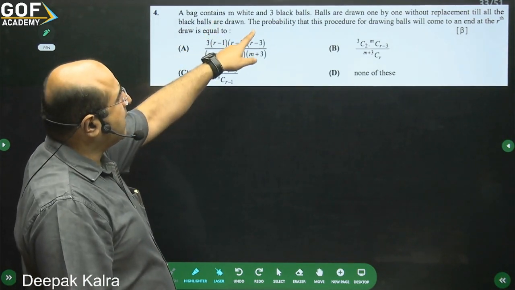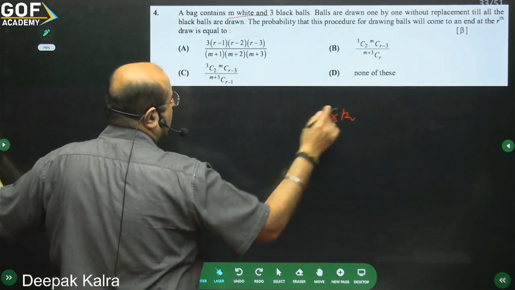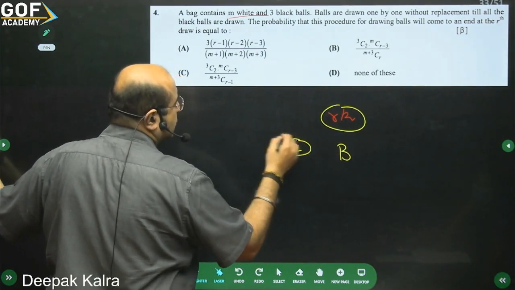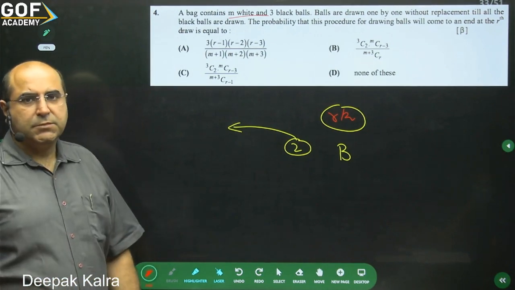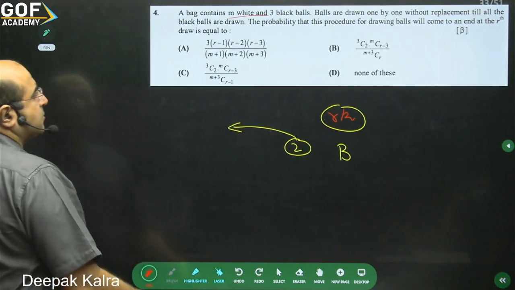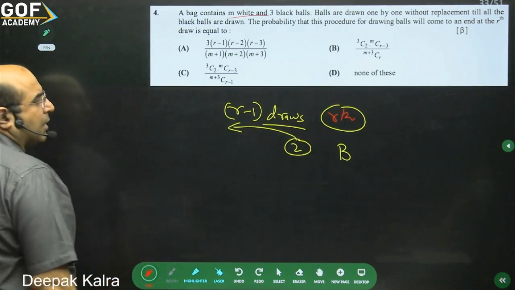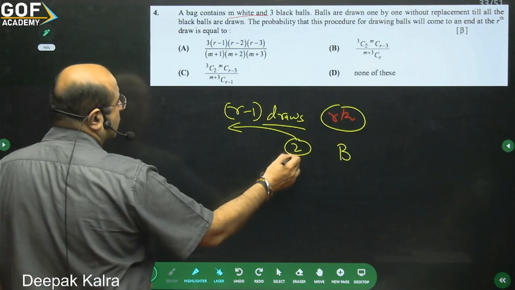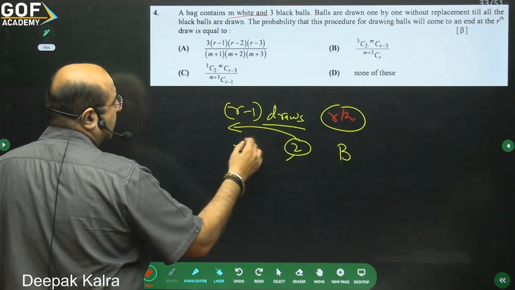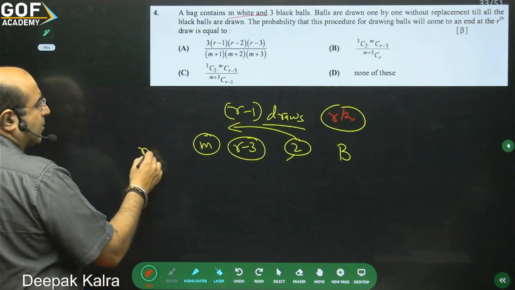M white, 3 black. So we need to draw without replacement till a standard question. The Rth draw, you get a black ball, and the remaining 2 black balls you should get before it. 2 black balls, and the remaining white balls should also be drawn. So I have to do R minus 1 draws before it. Out of those R minus 1 draws, I should get 2 black balls and the remaining R minus 3 M balls in those draws. That could be any draws.